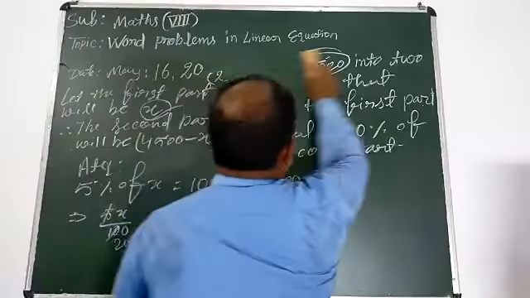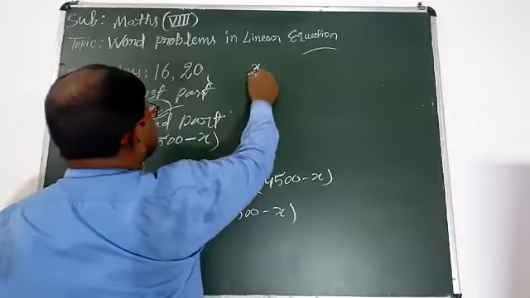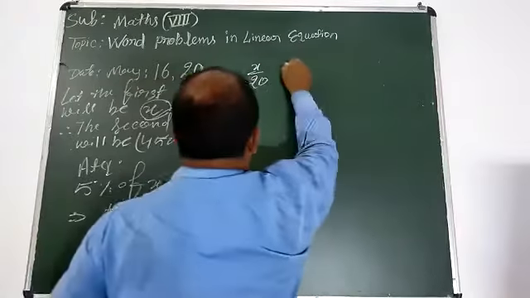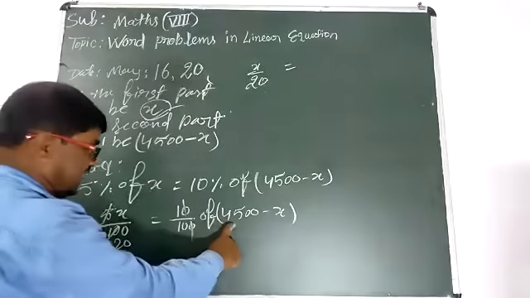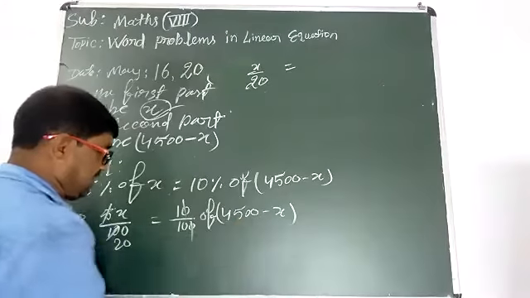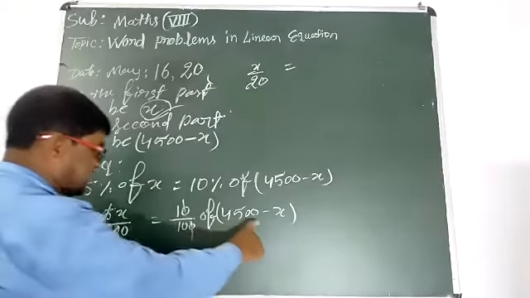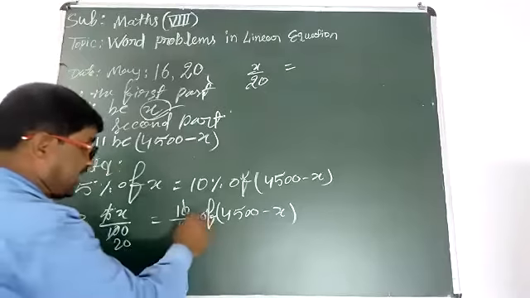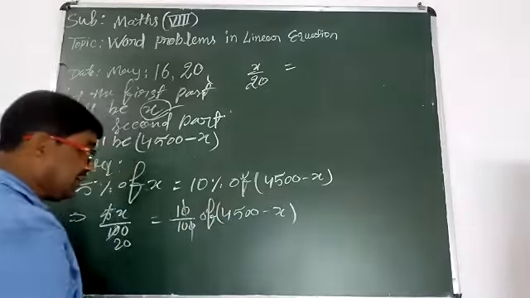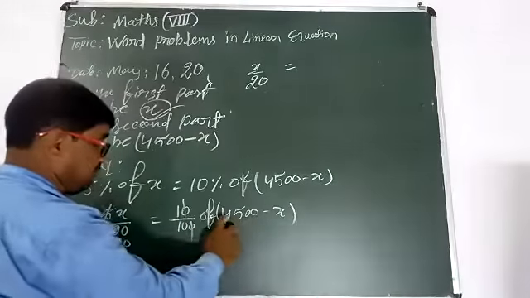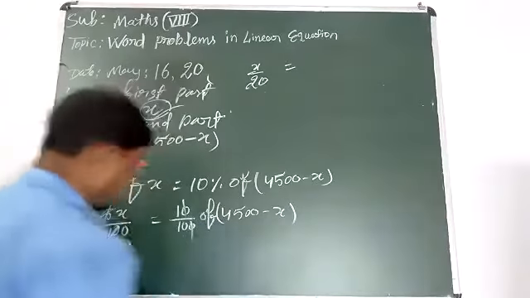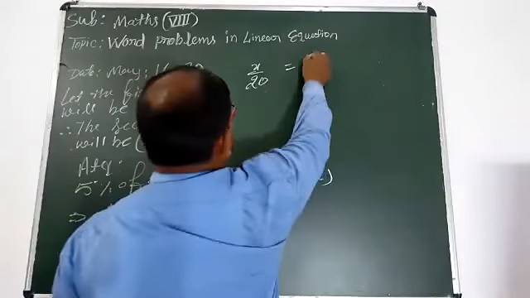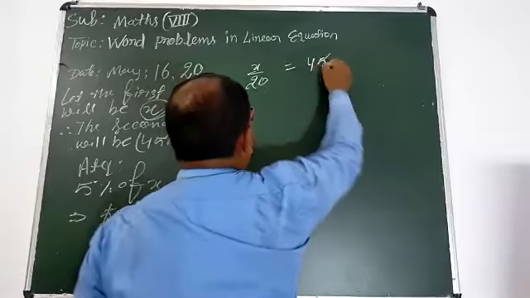Okay. Here x upon 20. X upon 20 equal to, simplify it. 1 upon 10 multiplied by 4500. The 10 and 10 cancel. Check, student: 1 upon 10 multiplied by 4500, so the 10s cancel. 450 multiplied by 1 equals 450 only. So you should write here 450.